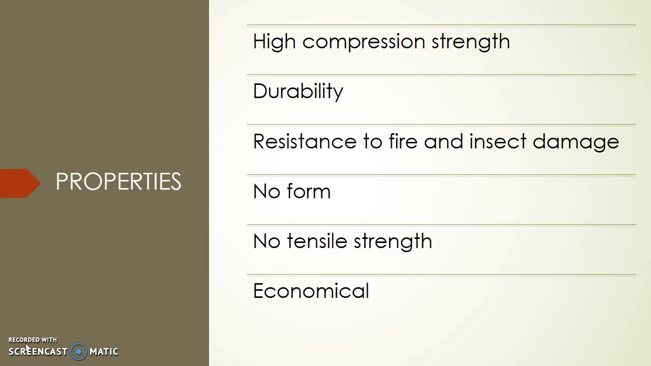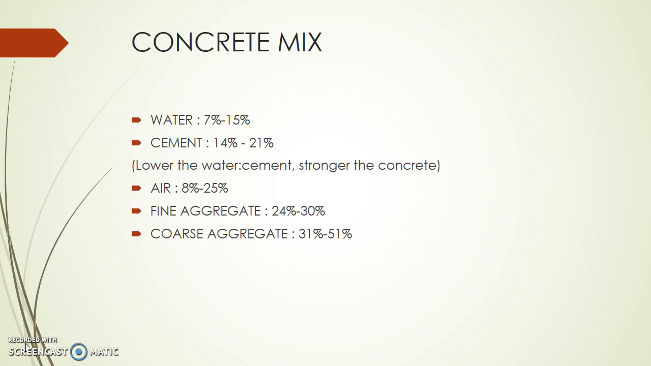And it is economical as it is made from all natural materials like stone, sand, the cement, which is also made of natural materials, and water. The concrete mix: the recipe of concrete is very important, and it is properly designed by engineers. The water is supposed to be 7 to 15%, cement is 14 to 21% in a concrete mix, and the lower the water cement ratio, the higher the strength.